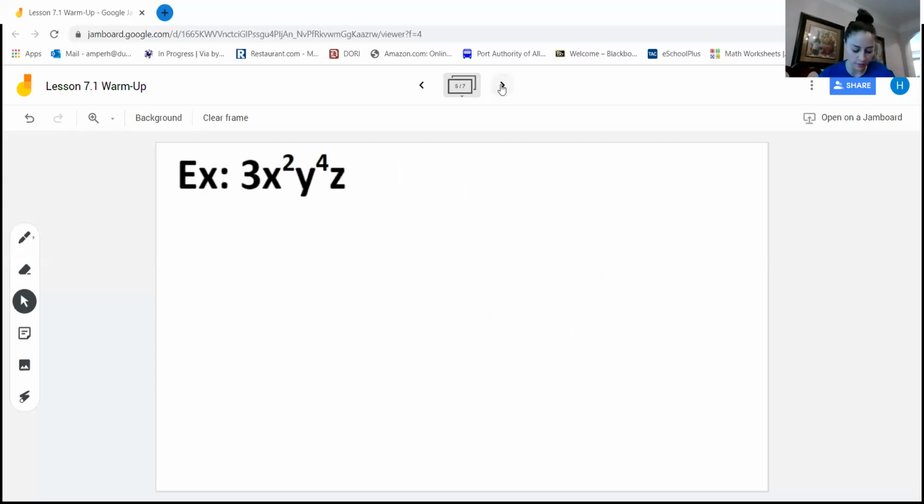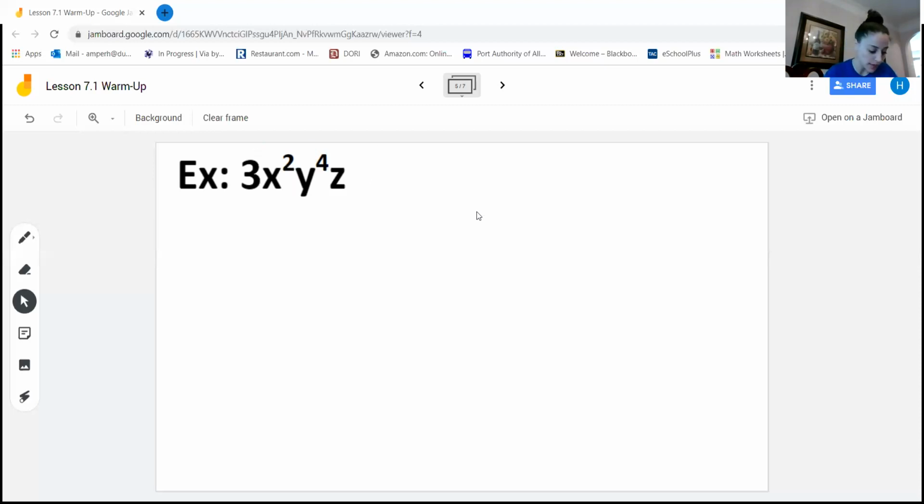So the first one is 3x squared y to the fourth z. And so whenever you have numbers and variables all next to each other like that, with no operations defined, that means that they're being multiplied. So to expand this, all that means is that we actually write out every term that's being multiplied to have the answer be 3x squared y to the fourth, because this is our simplified form.